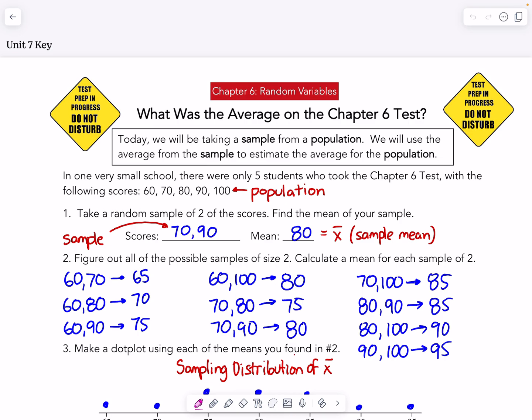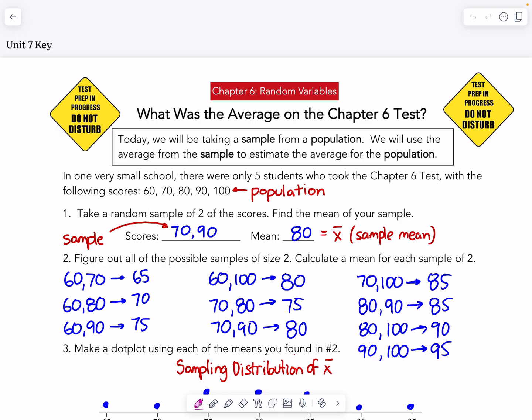So basically, we're taking a small population. Say it's a small school, maybe a small private school, and there are only 5 people in this particular class. The scores on the test were 60, 70, 80, 90, and 100. So that's the entire population. If I took a random sample of 2 of the scores, let's say I randomly chose 70 and 90, put them in a basket and pulled 2 of them out, the average of that score is 80.